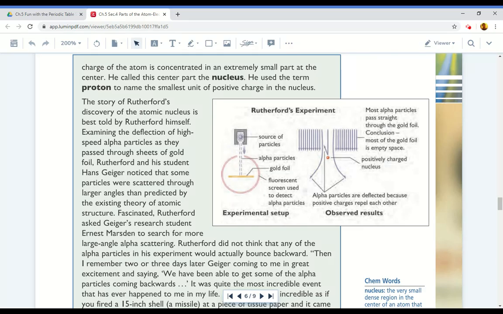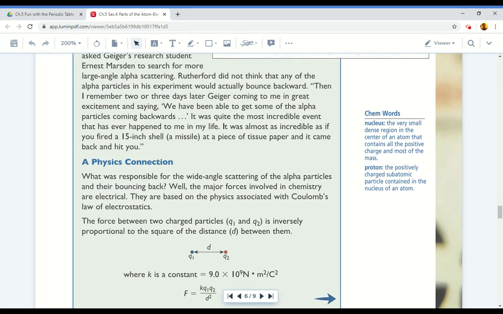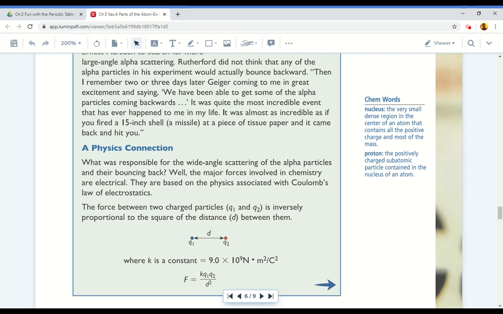Examining the deflection of high-speed alpha particles as they passed through sheets of gold foil, Rutherford and his student Hans Geiger noticed that some particles were scattered through larger angles than predicted by the existing theory of atomic structure. Fascinated, Rutherford asked Geiger's research student Ernest Marsden to search for more large-angle alpha scattering. Rutherford did not think that any of the alpha particles in his experiment would actually bounce backward.